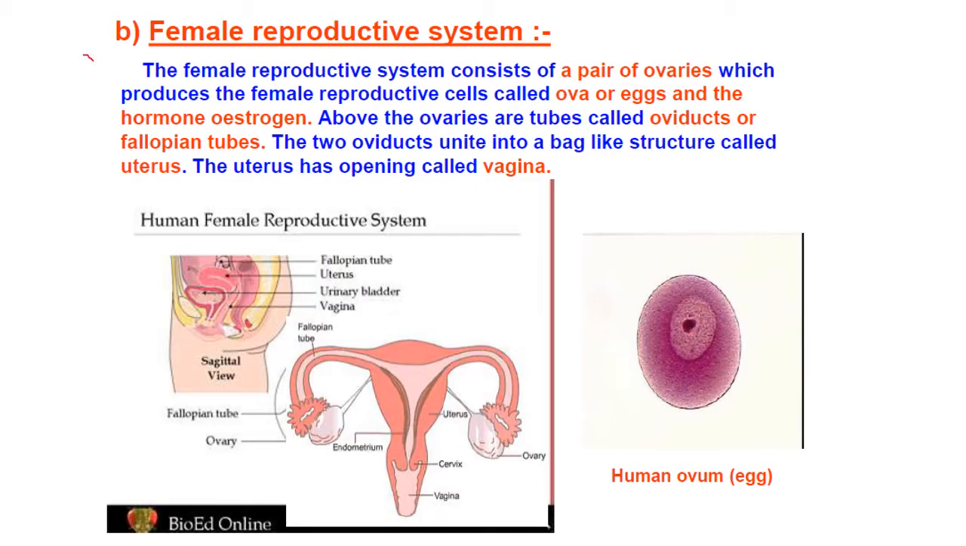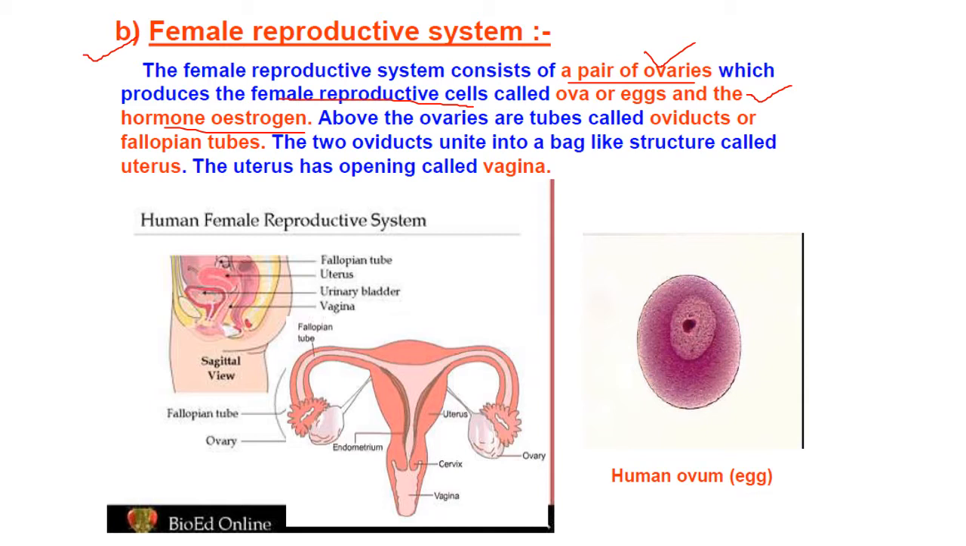Then the next one is the female reproductive system. It comprises a pair of ovaries which produce the female reproductive cells called the ova or the eggs, and the hormone estrogen. So the ovaries produce the eggs or the ova along with the hormone estrogen.